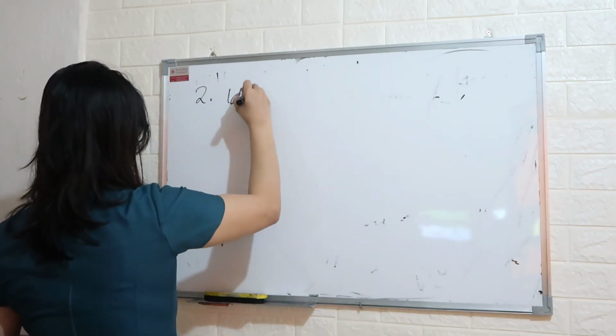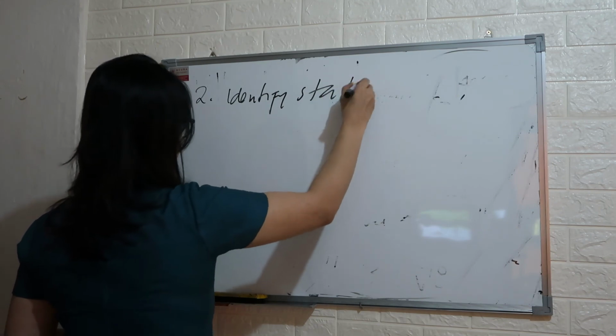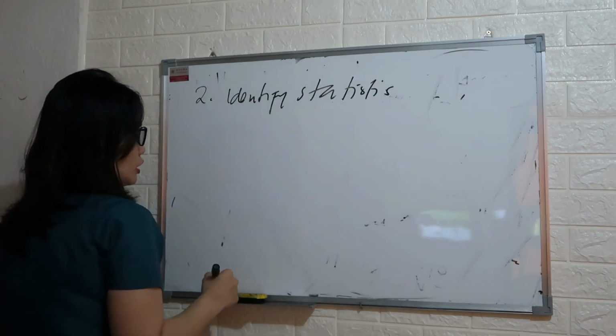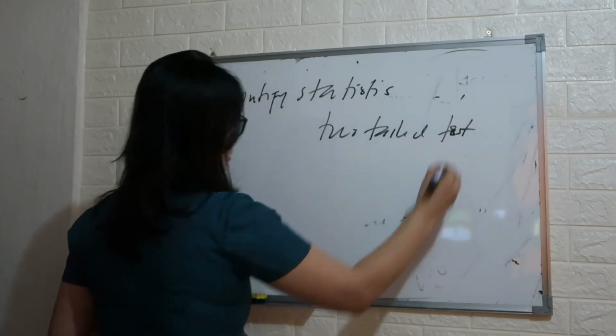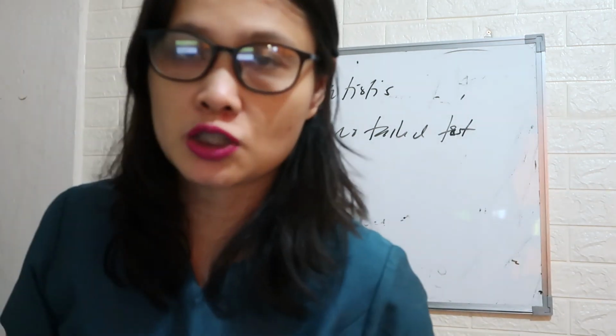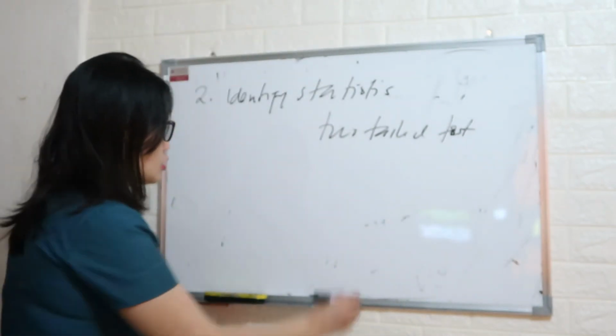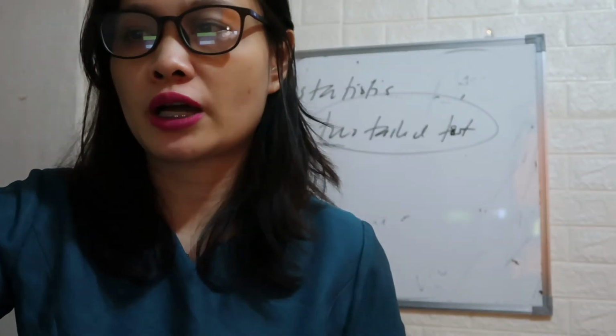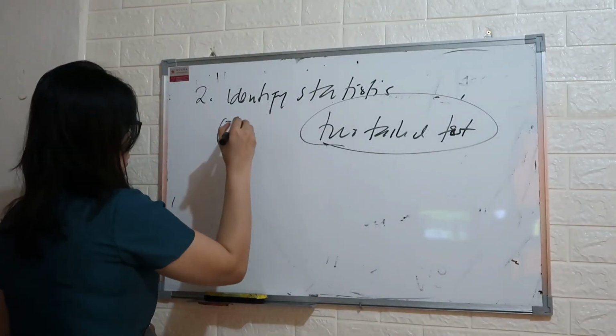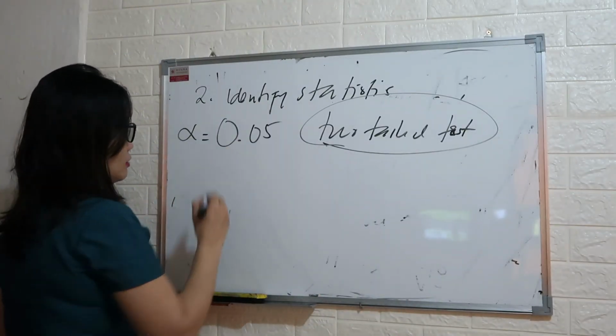So number 2, identify statistic. We will be using a two-tailed test, because of your HA. Your HA is P sub 1 minus P sub 2 is not equal to D sub 0. So it is a two-tailed test, and we will be using 0.05. That will be your alpha.